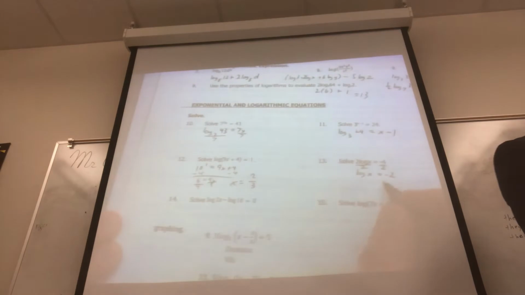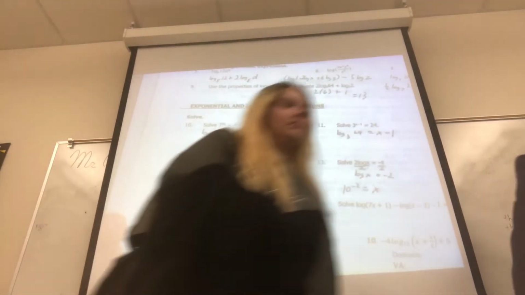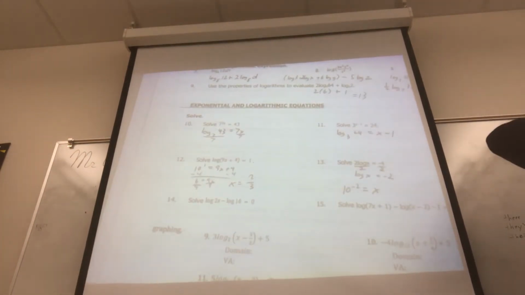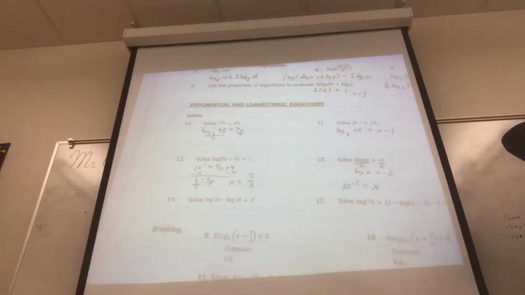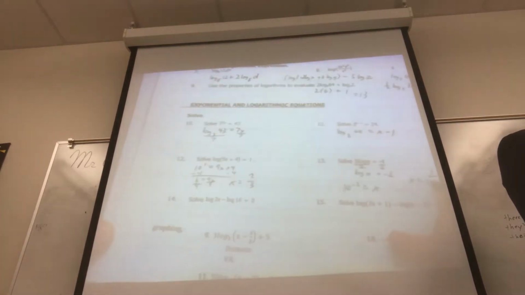So now I turn it exponential. 10 to the -2 is equal to x. If it's 10 to the -2, I'm going to flip it over the fraction line. That'd be 1 over 10. And then I'm going to square it. X is going to be equal to 1 over 100.